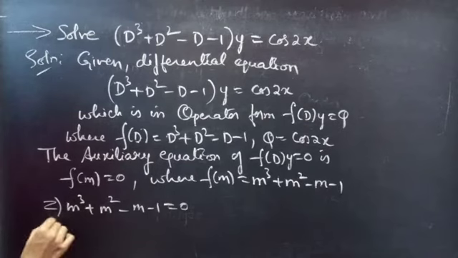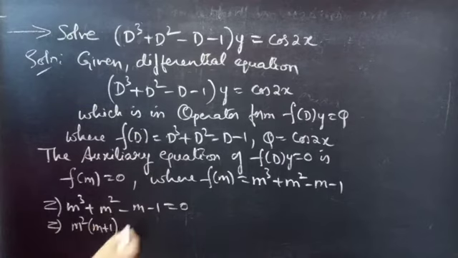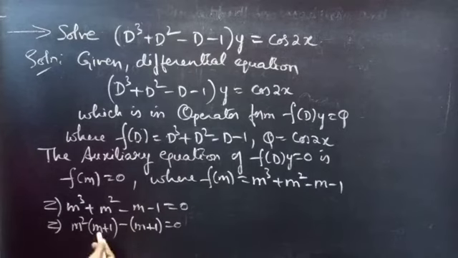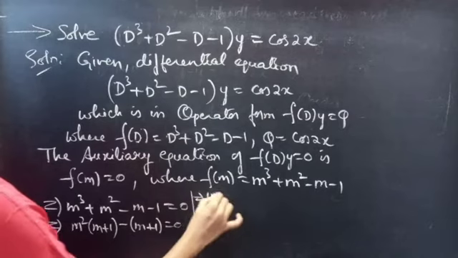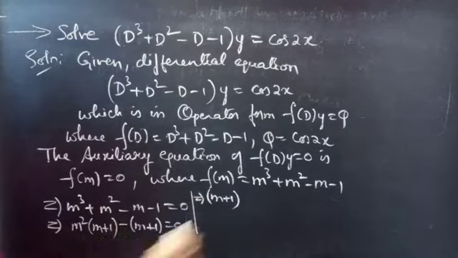Now, let's take m^2 common from the first two terms. We'll get m^2 (m + 1). And take minus 1 common from the next two terms. We'll get -(m + 1) = 0. If you notice, we have m + 1 in both the terms. So we can take m + 1 common now. Then we'll get (m + 1)(m^2 - 1).